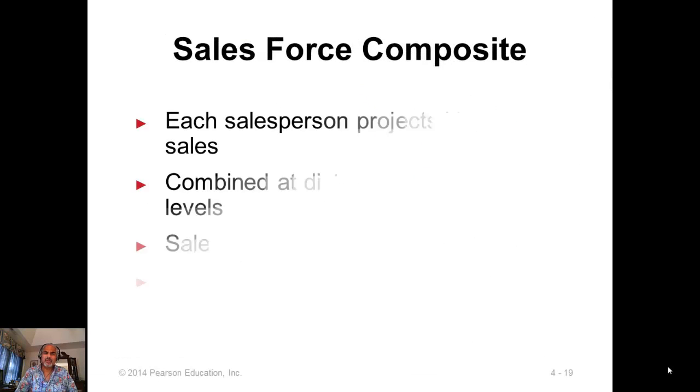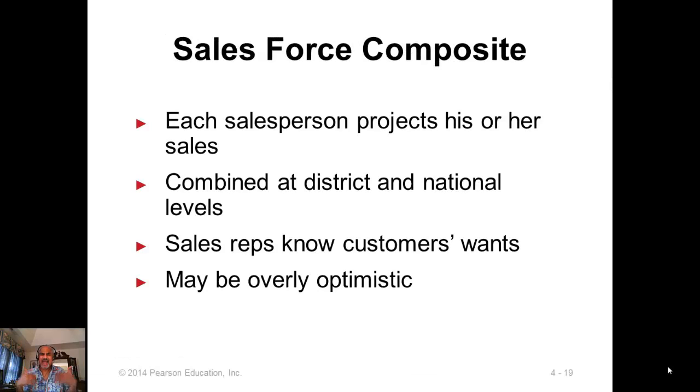Now, Salesforce composite is to ask your sales representatives to give their estimate of what the demand is going to be in the future. And the basis is that, after all, salespeople are the ones who have contact with the customers. One of the problems with this approach is that the salespeople tend to be overly optimistic, so the forecast may tend to overestimate the actual demand.